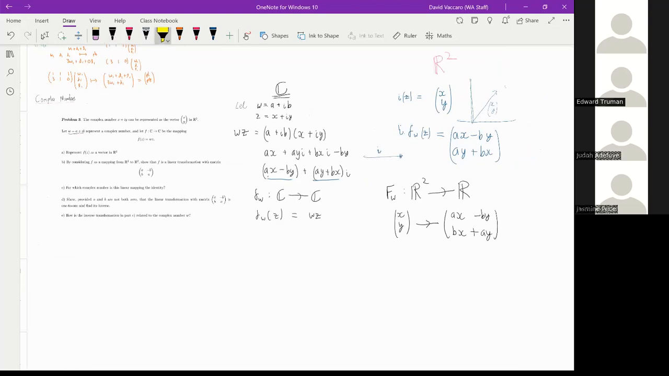I'm just going to check if everyone's awake and watching. What would be the matrix of this transformation that I've just written down? Excellent. One person's awake. Well done.